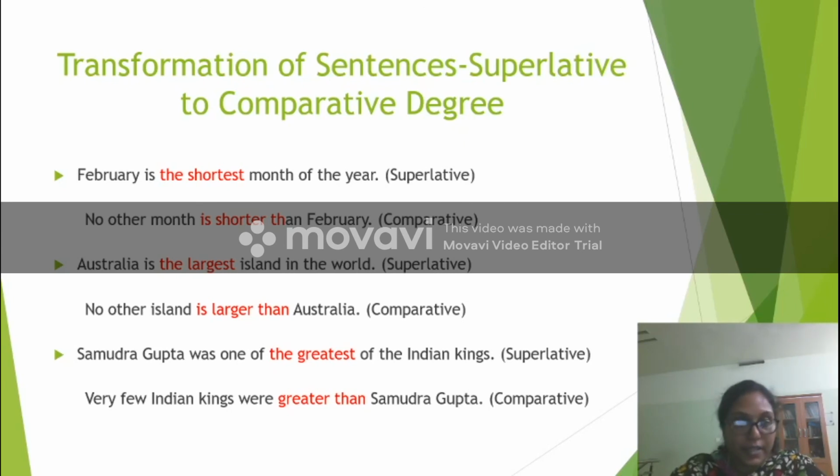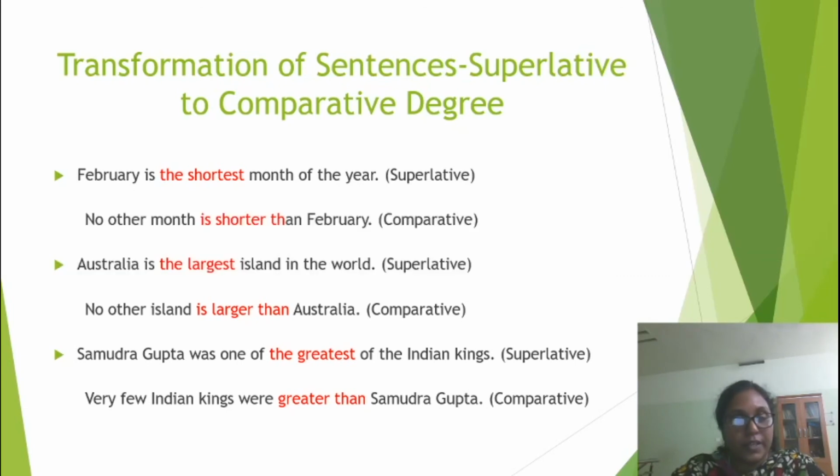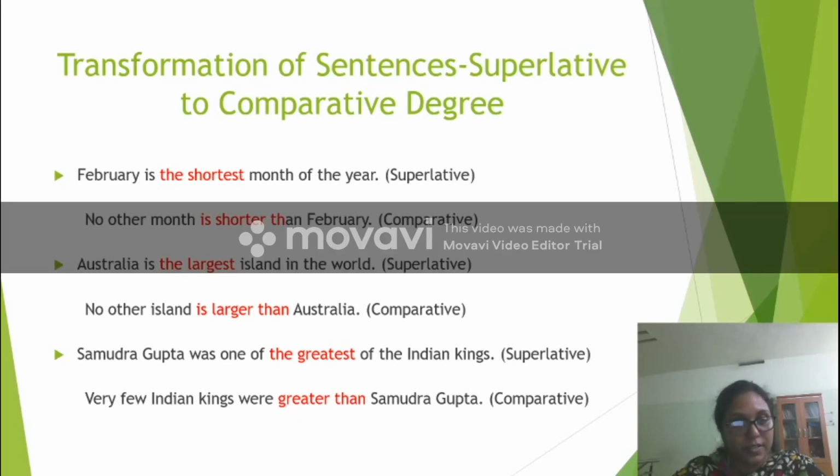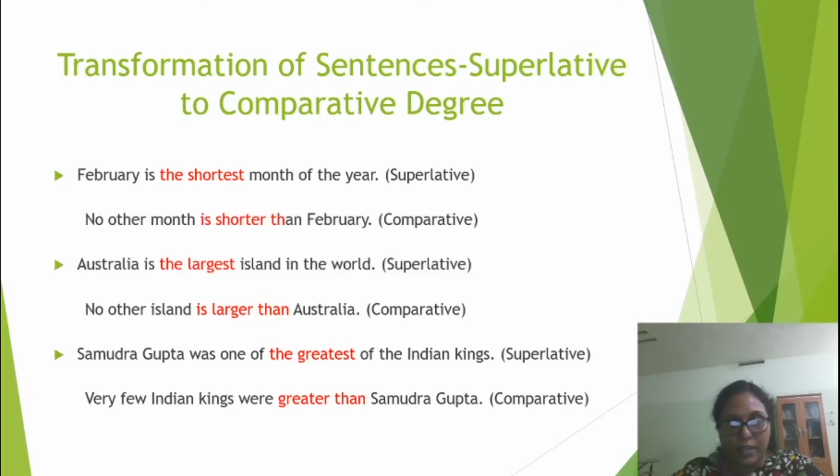Now we will see another example. Samudragupta was one of the greatest of the Indian kings. So, one of the greatest expresses the superlative degree. And how can we convert it into comparative? Very few Indian kings were greater than Samudragupta. So, greater than. This is how we change sentences from one degree of comparison to another.